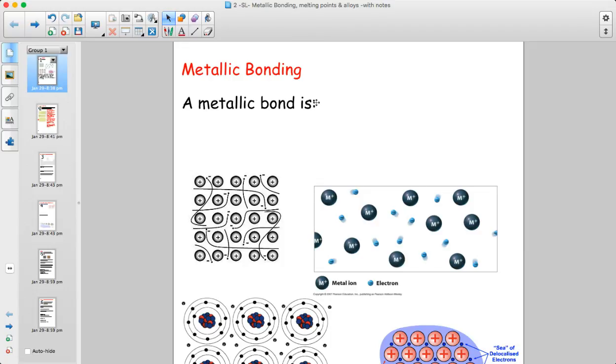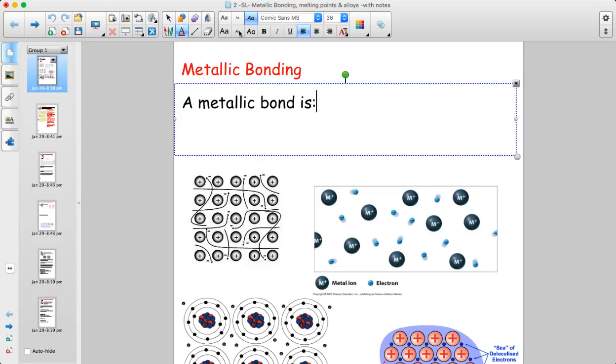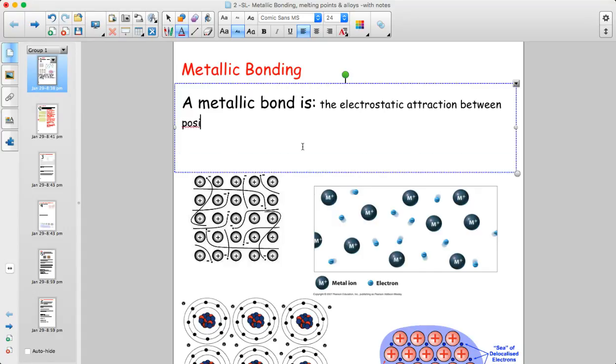So if we do a quick review, we should be aware of the fact that a metallic bond is best described as the electrostatic attraction between, and electrostatic attractions are always attractions between positive and negative charges. And so in a metal, the positive charge is what we call the positive ions from the metal atoms, and the negative is the delocalized electrons between them. So the electrostatic attraction between positive metal ions or positive metal cations, and the delocalized valence electrons between them.